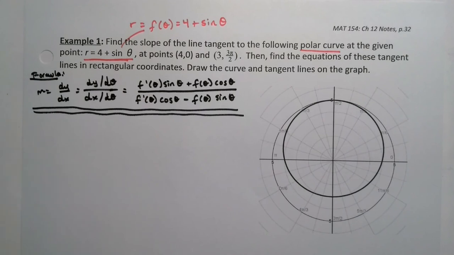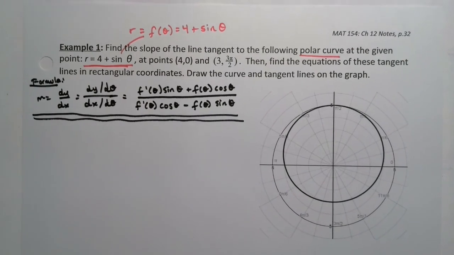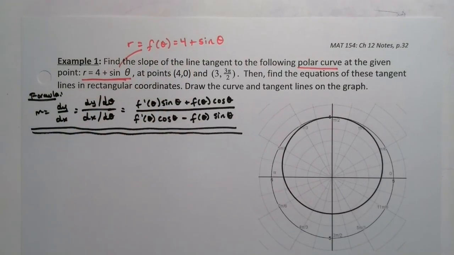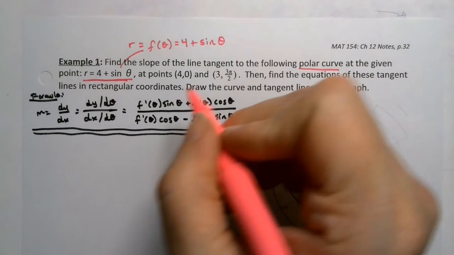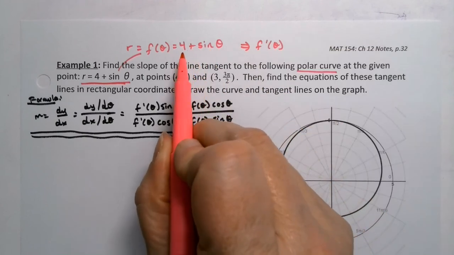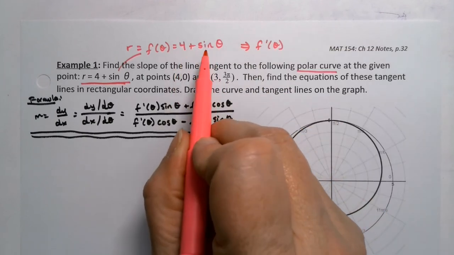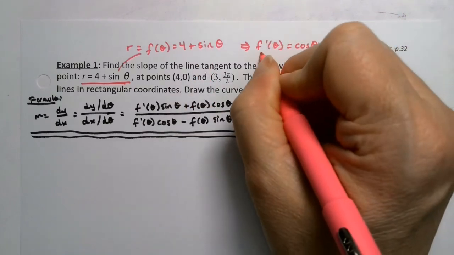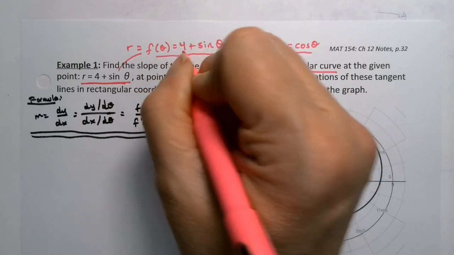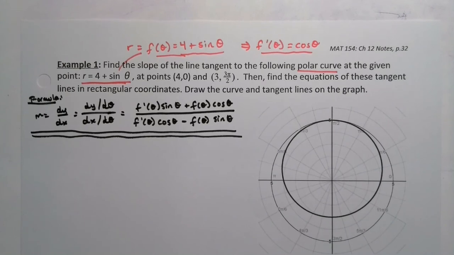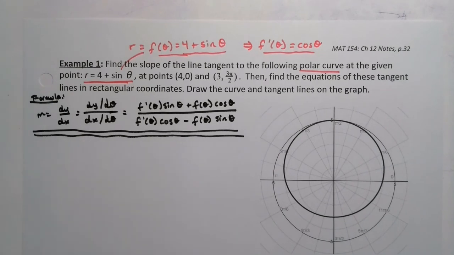Okay, so let's use it. I need to figure out a couple things. If r is equal to f of theta, which is 4 plus sine of theta, it wouldn't hurt to figure out what f prime is, because I'm going to use that in the formula. So f prime of theta is the derivative of this. Well, the derivative of 4 is 0, and the derivative of sine is cosine. So the derivative is cosine of theta, and we can use that and this in our function. And it is a function, a really intense one. It's the derivative of the function.